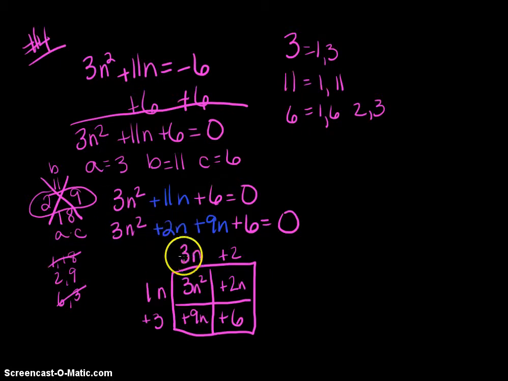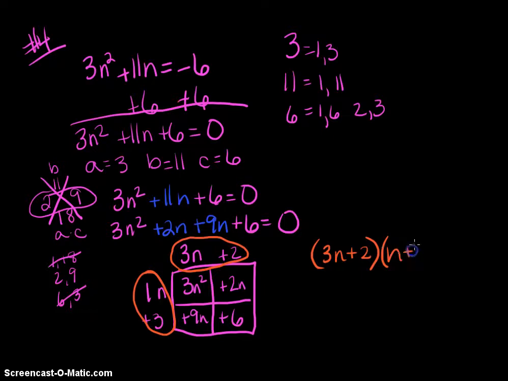So these right here, I'm going to use a different color. These right here become our factors. All right, so we're going to rewrite these. I'm going to use these as orange now. I'm going to say 3n plus 2, and it's a quantity, and n plus 3 equals 0. So the last and final step is to take our two factors here and set them equal to 0. So we're going to say 3n plus 2 is equal to 0, or n plus 3 is equal to 0.